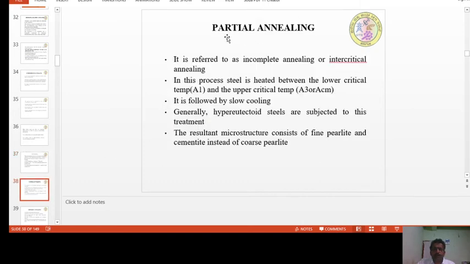And the other type of annealing is partial annealing. It is referred to as incomplete annealing or intercritical annealing. In this process, steel is heated between the lower critical temperature and the upper critical temperature. It is followed by slow cooling. Annealing is always slow cooling. Generally, hypereutectoid steels are subjected to this treatment. The resultant microstructure consists of fine pearlite and cementite instead of coarse pearlite.